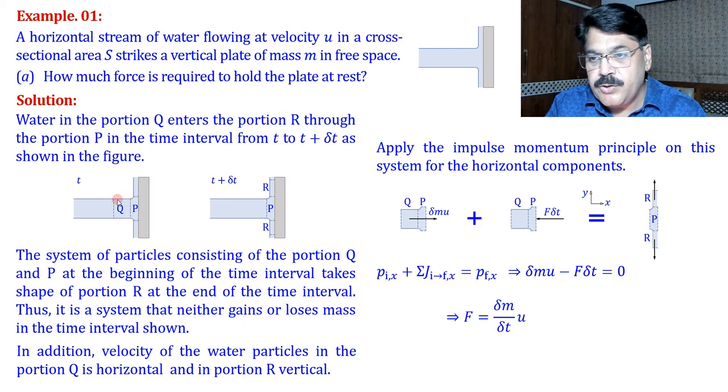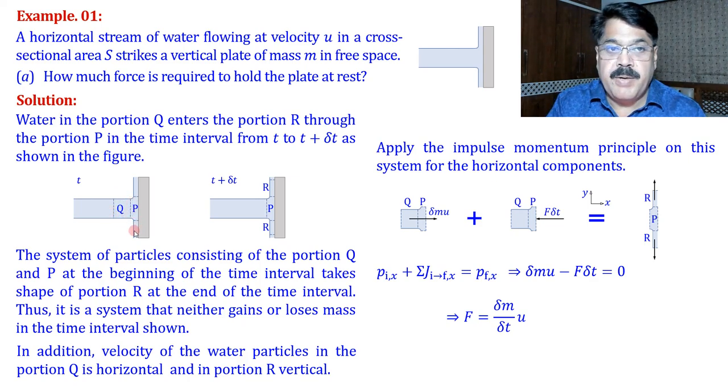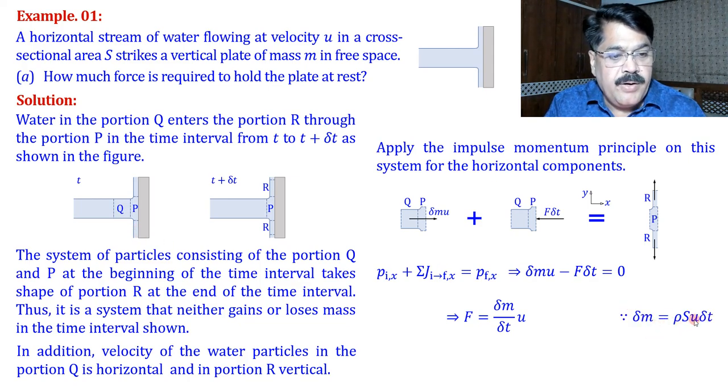So this length is u dt. Cross section area is S. So what is volume? S into u dt. And if you multiply that volume by density rho, what you get? dm. So dm is rho into S u dt.